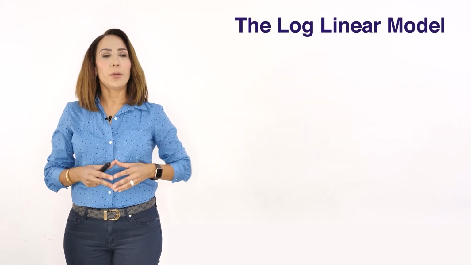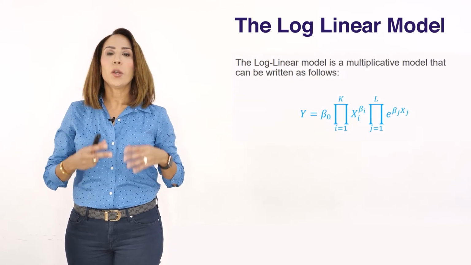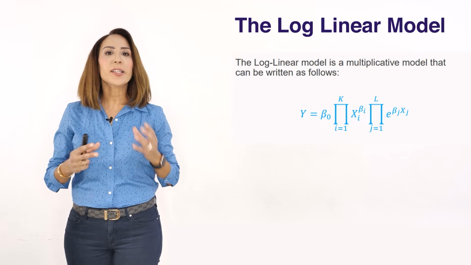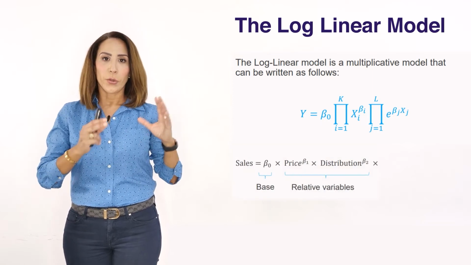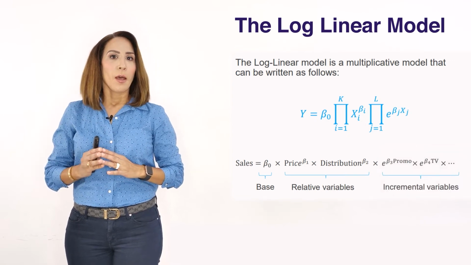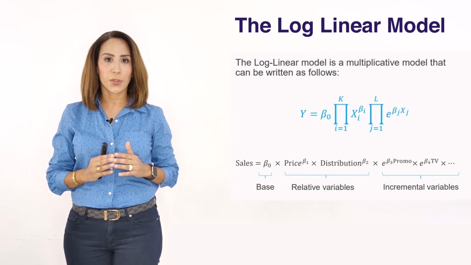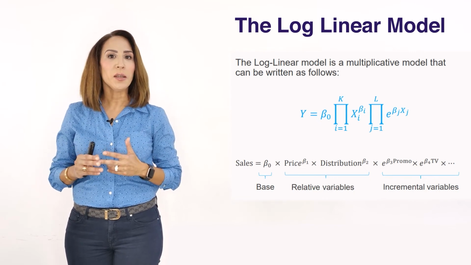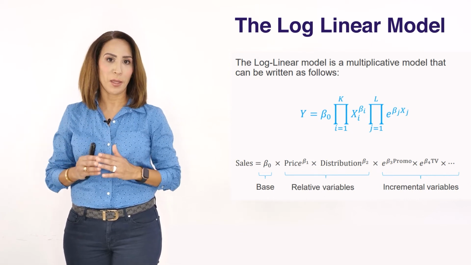To remedy the problems we have described earlier on, we use log linear. Log linear is a multiplicative model that is composed of 2 main categories of variables: the relative variables and the incremental variables. For example, distribution and price are considered relative variables. Promotions, TV, media, etc., are considered incremental variables.